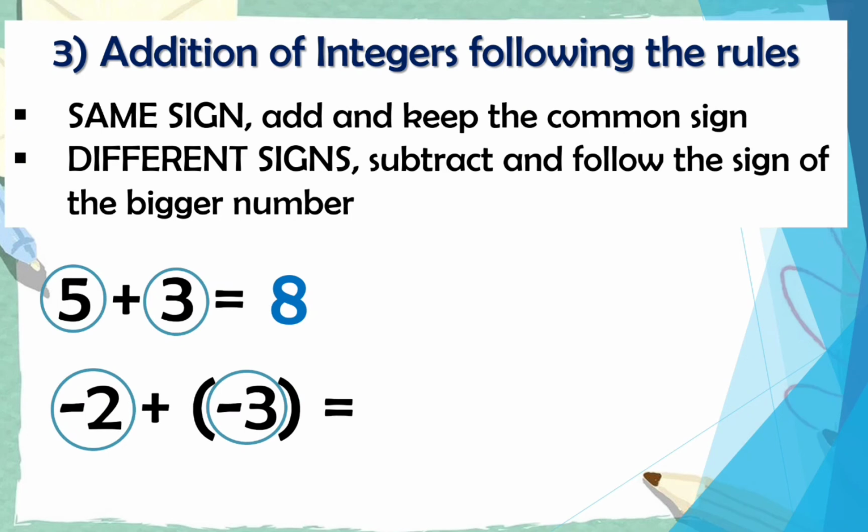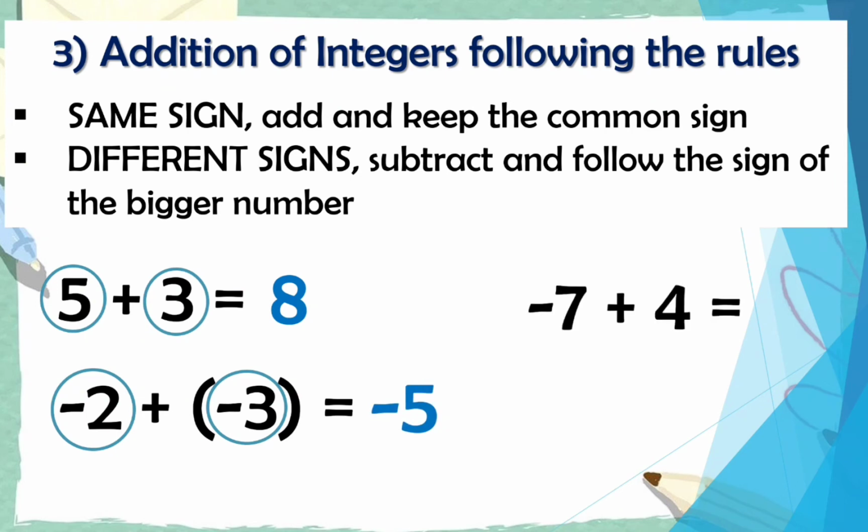Therefore, ang gagawin natin ay i-add ang mga numbers. So, 2 plus 3 will give us 5. And keep the common sign. So, ano yung sign ng sagot natin? Negative. Kasi pareho silang negative. Therefore, our answer is negative 5.